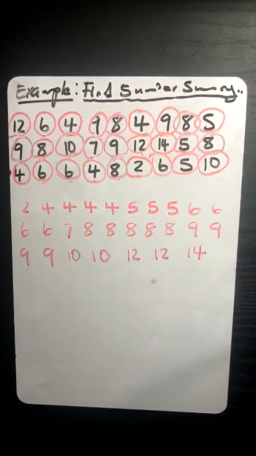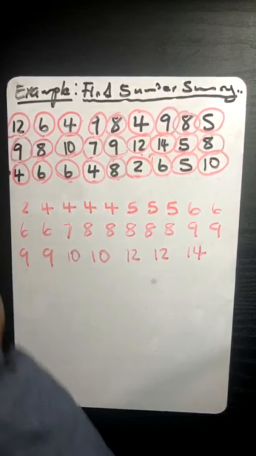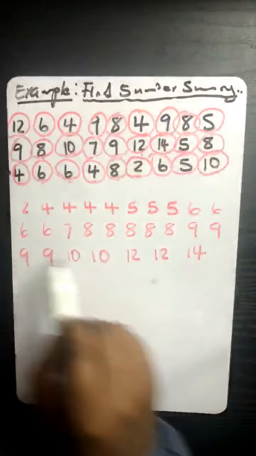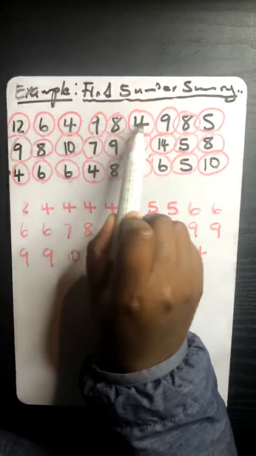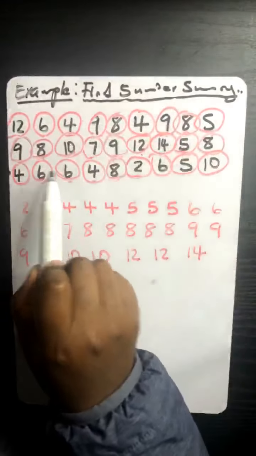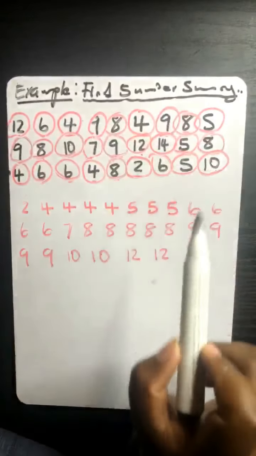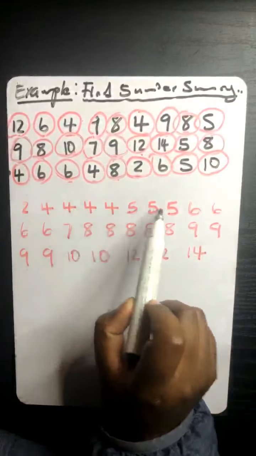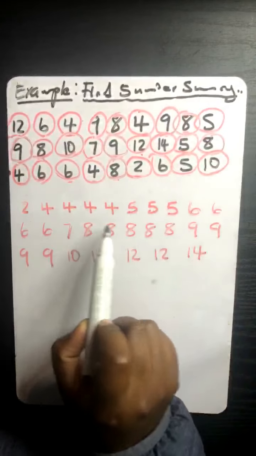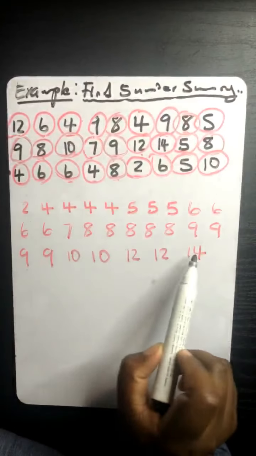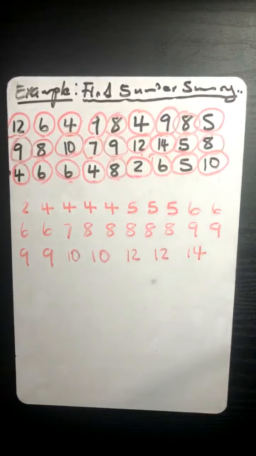Okay, let's see. For me to know that I've done everything correctly, when I count these numbers, they must be the same as that. Let's see. 1, 2, 3, 4, 5, 6, 7, 8, 9, 10, 11, 12, 13, 14, 15, 16, 17, 18, 19, 20, 21, 22, 23, 24, 25, 26, 27. Okay, 27 numbers. Yes. There are high chances that I've done it correctly.